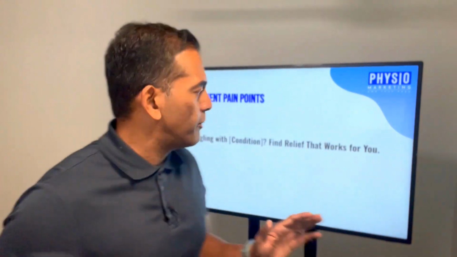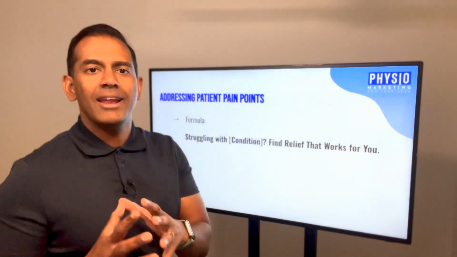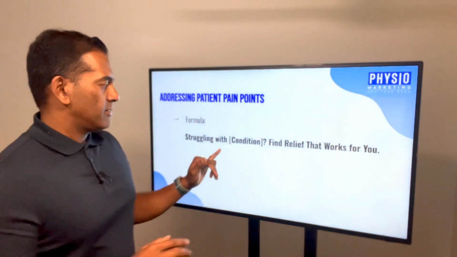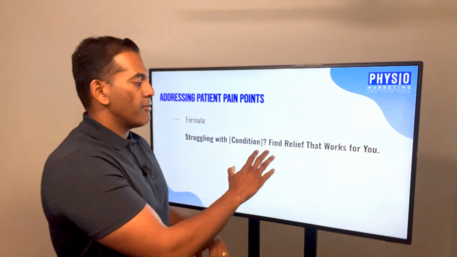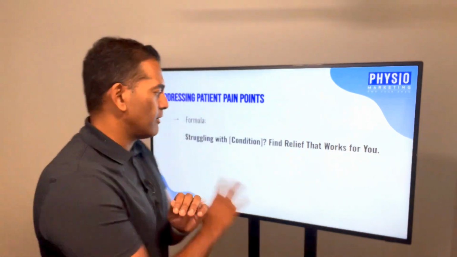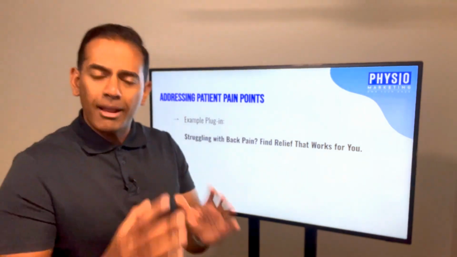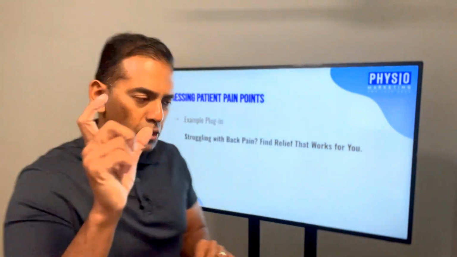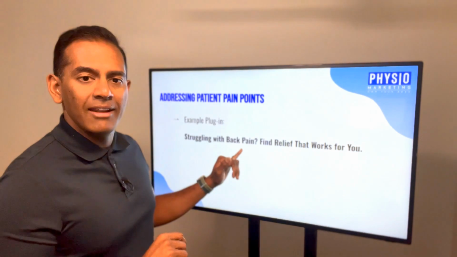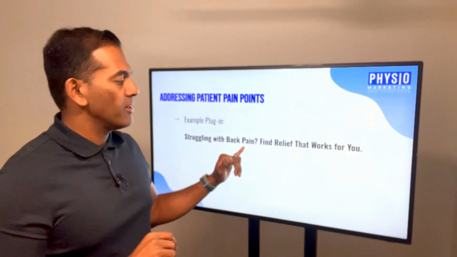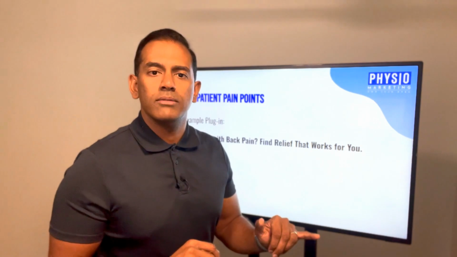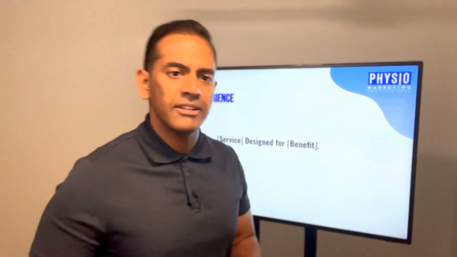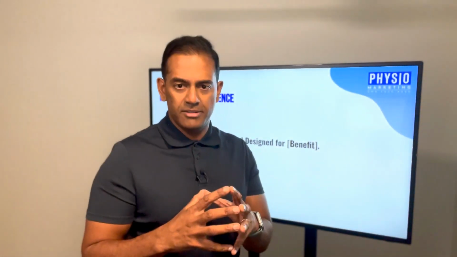There's several of them. The first one is addressing patient pain points. And the formula is literally: struggling with whatever condition, find relief that works for you. This is the formula. So this is how it'll work in a real life example. Struggling with back pain. So if they type in back pain therapy near me, all right, you need to make sure they include back pain in there, all right? Struggling with back pain, find relief that works for you, all right?